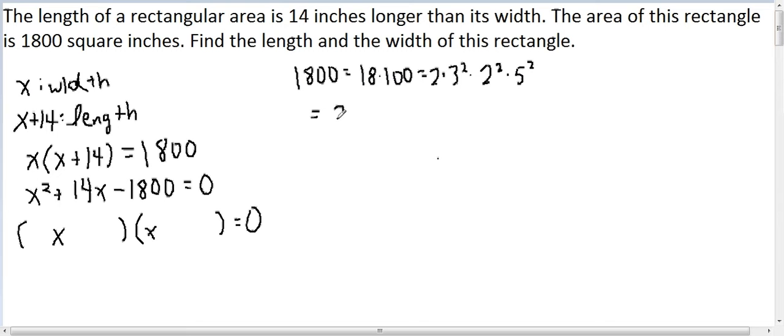2 times 2 squared is 2 cubed. We get 3 squared and 5 squared. So 1800 factored into prime numbers gives us 2 cubed, 5 squared, and 3 squared. So 2 cubed multiplied by 3 squared multiplied by 5 squared. If we write out all the factors of 1800, that's going to be a lot of factors. So let's see if there's a way to eliminate at least some of the answer choices so that we don't have to check as many possible factors.